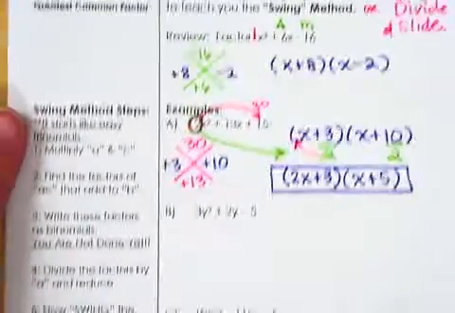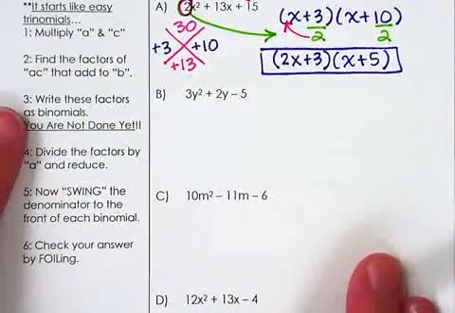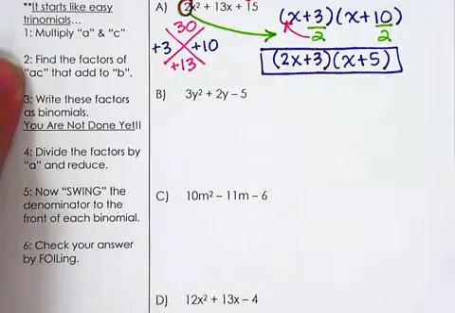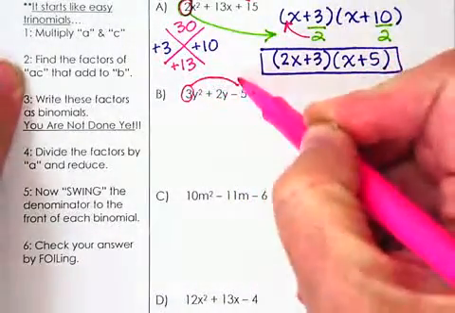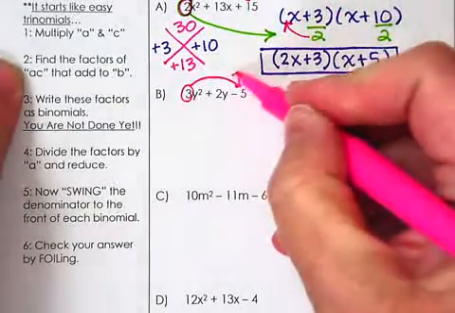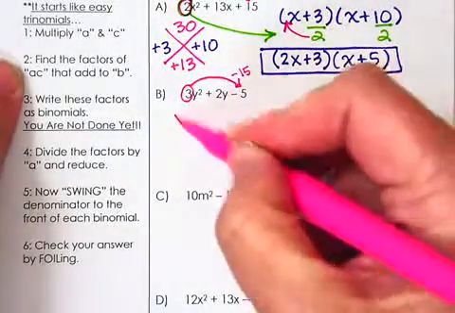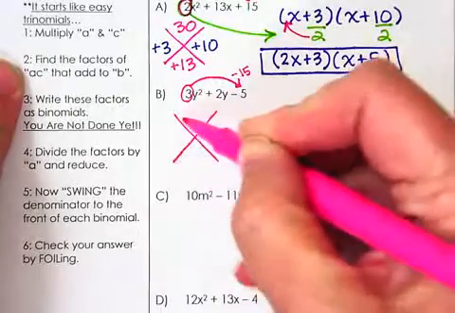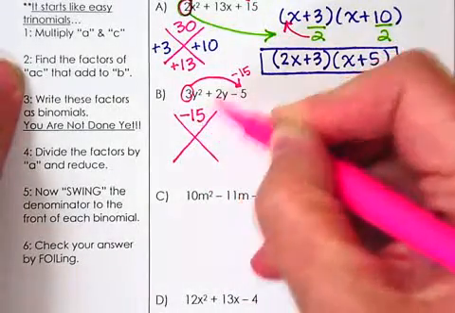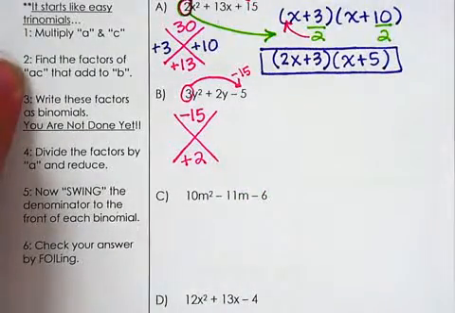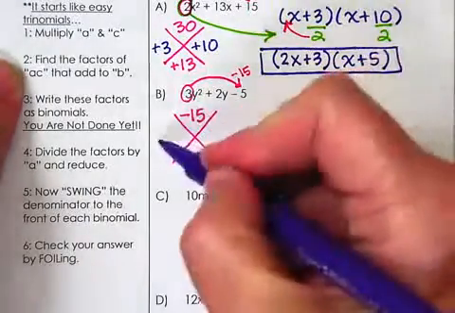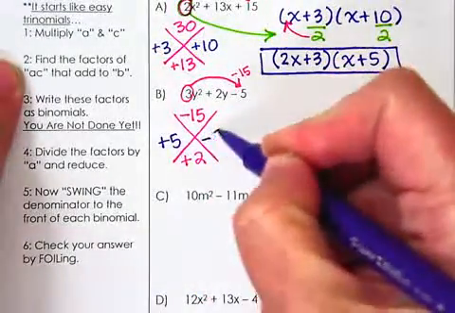Let's look at example B. Same thing, we're going to take the a value and multiply it first times the negative 5, and that becomes negative 15. That's going to go into our x as our multiply number. The middle term still comes down as our add number. So what two numbers multiply to negative 15 and add to positive 2? Positive 5 and negative 3.